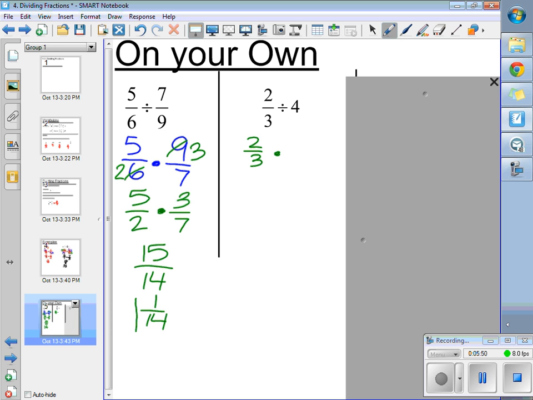2/3 times 1/4, and 1 and a 2, and multiply 1/3 times 1/2, and I get 1/6.